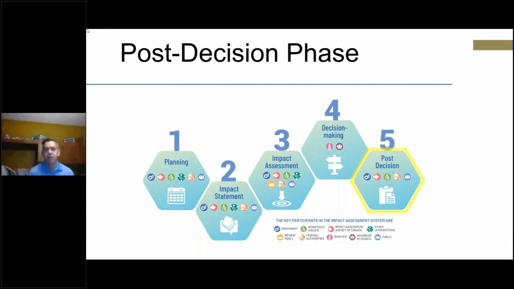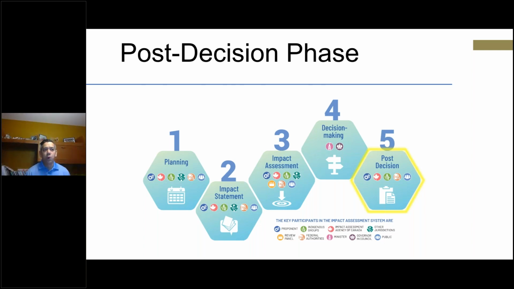With the new legislation, there are now 5 phases in our IA process. This includes planning, as you can see on the screen, the impact statement, the impact assessment phase, the decision-making phase, and finally the post-decision phase. And it's the post-decision phase where the magic happens, or let's just call it that. This is where the topic of this webinar connects.